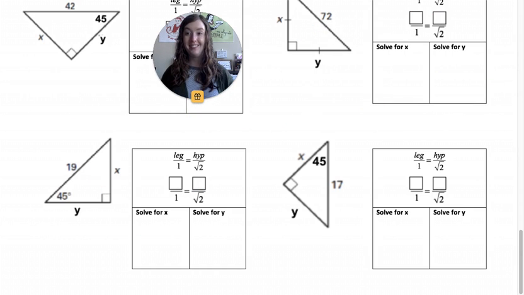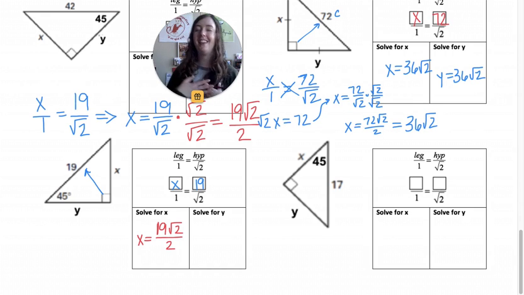Where did it go? There it is. Okay, thank God.